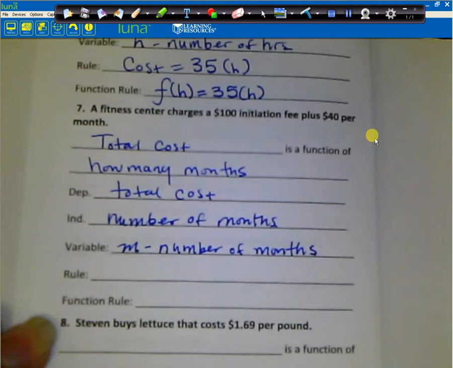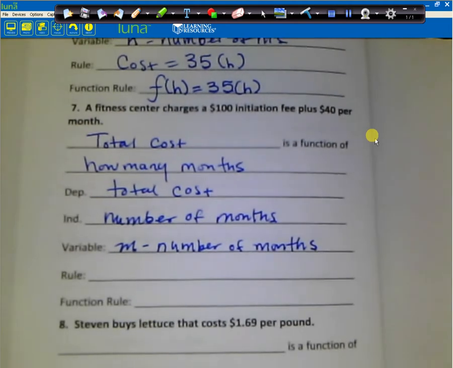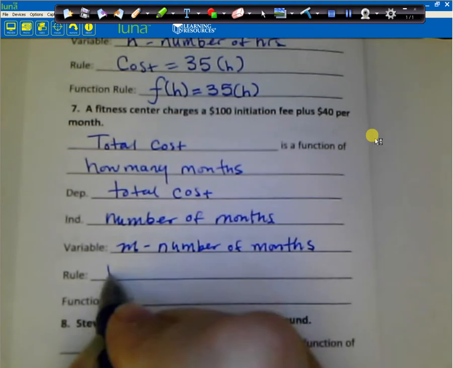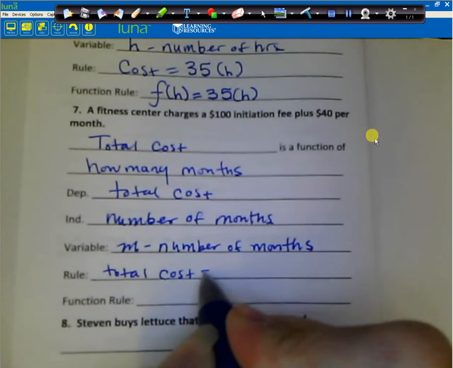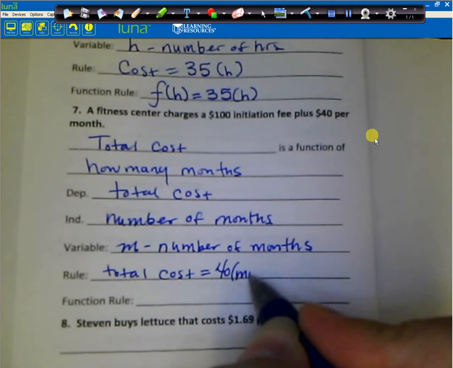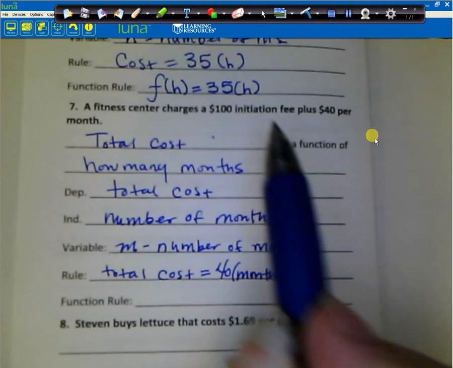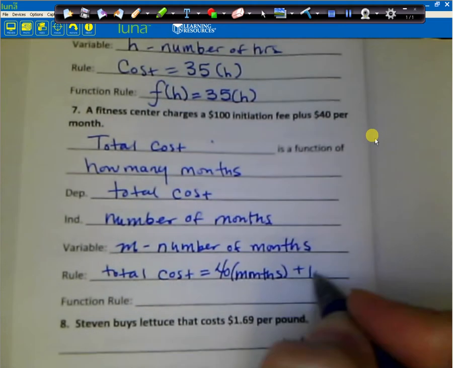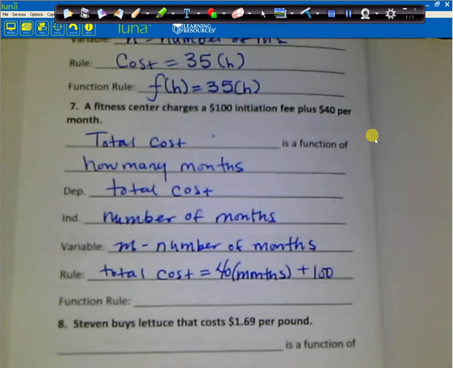The rule in function, well, the rule before we put it in function notation is going to say the total cost equals 40 months. But then we also have that $100 initiation fee, so we're going to have to say plus 100. Okay? So 40 times the number of months plus 100 because we have that initiation fee no matter what.